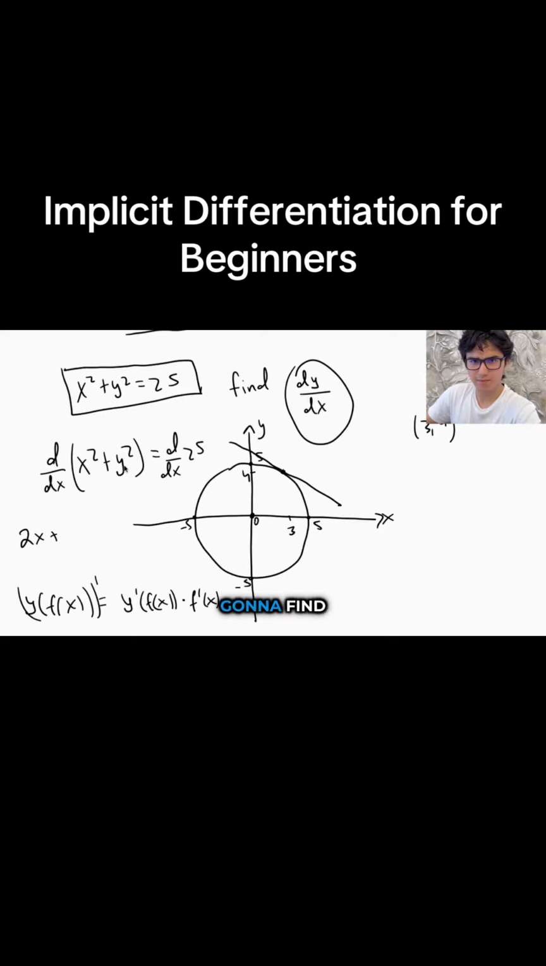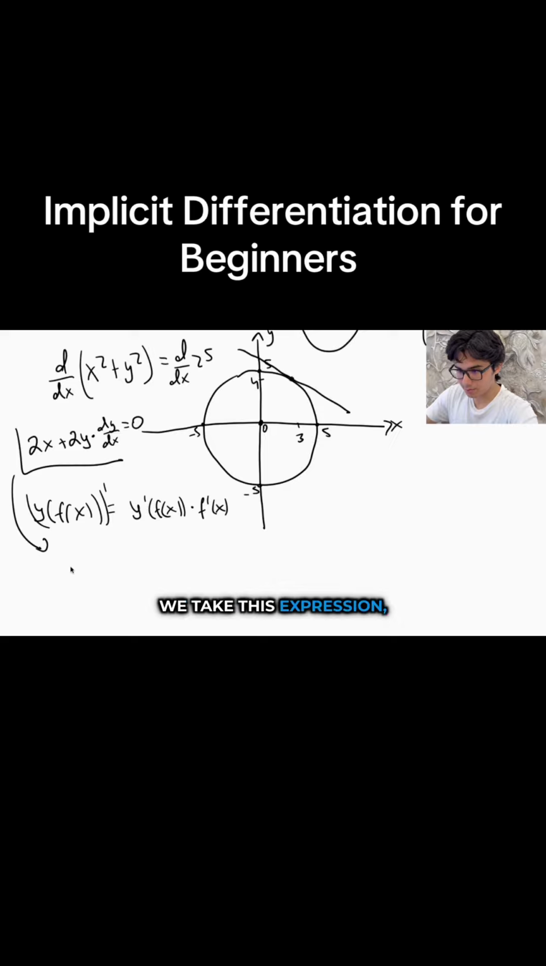So at first we're going to find the derivative of y. We're just going to do it usually as a power rule, which comes across as 2y. And then we would have to multiply it by dy over dx, which is the derivative of the function that y is composed of. And then this would equal 0, since the derivative of 25 is 0, since it's a constant. Next, we take this expression, then we solve for dy over dx, and this is simple algebra.